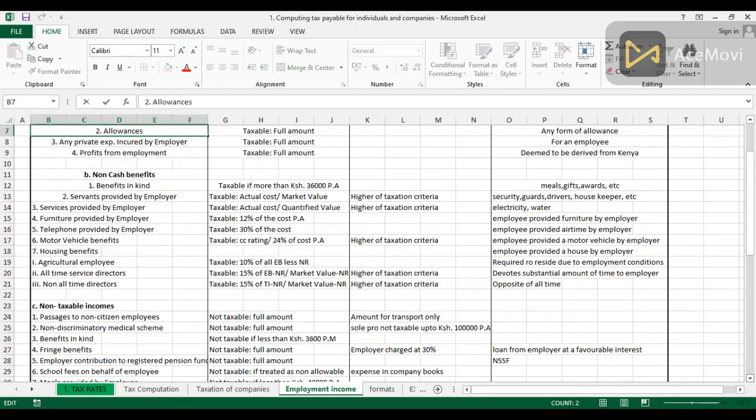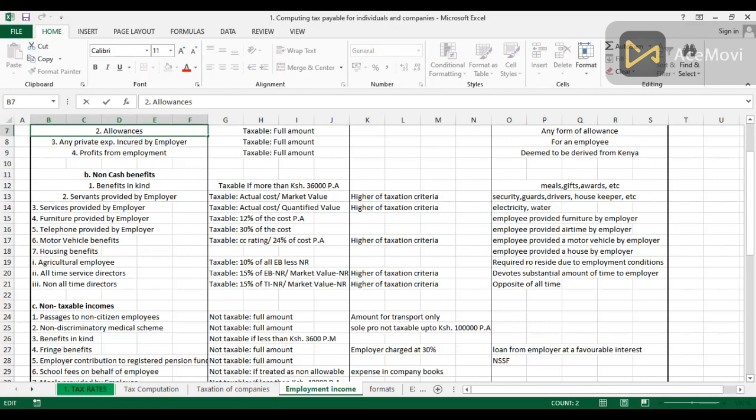We have non-cash benefits in kind, e.g. meals, gifts, awards. These ones are taxable if the amount is more than 36,000 per annum. E.g. if you have been given an award, it will be taxable if it's above 36,000 per annum. This basic theory, you have it. Also the services provided, servants, telephone 30%, furniture 12% per annum, motor vehicle benefits, housing benefit. We have the agricultural, whole-time and non-whole-time director.